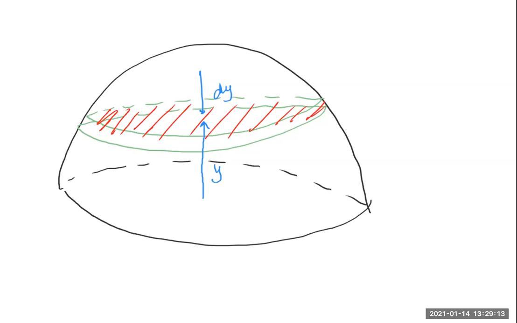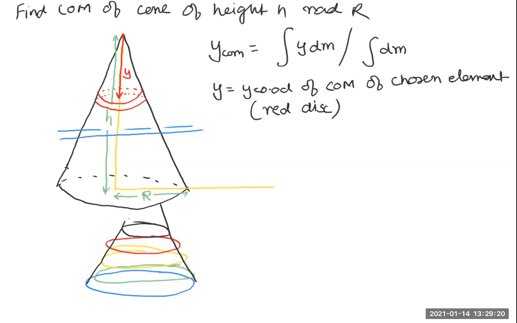Okay. So by using this technique, rings or disks stacked upon each other, you can construct a hollow sphere, you can construct a solid sphere, you can construct a hollow cone, you can construct a solid cone.